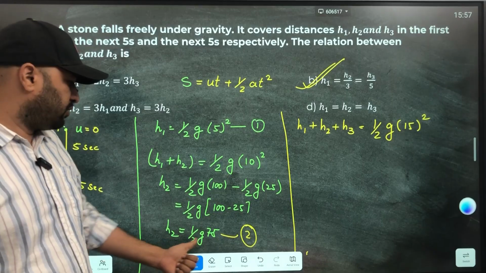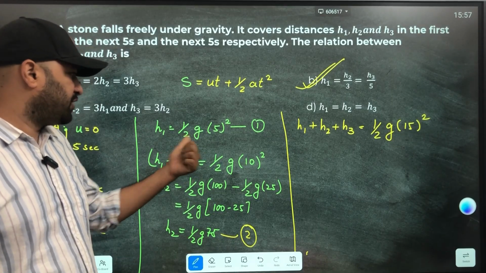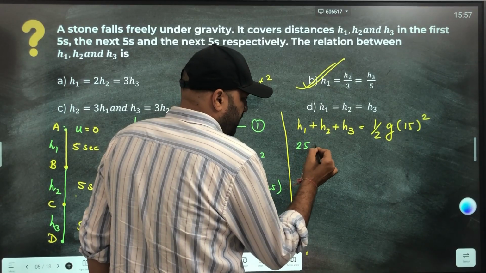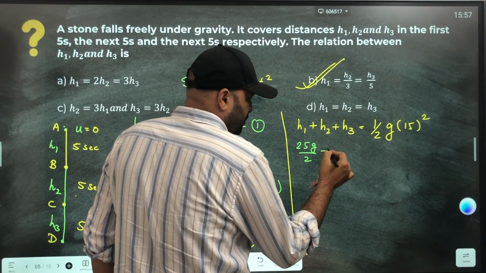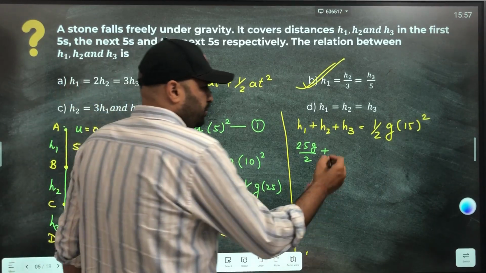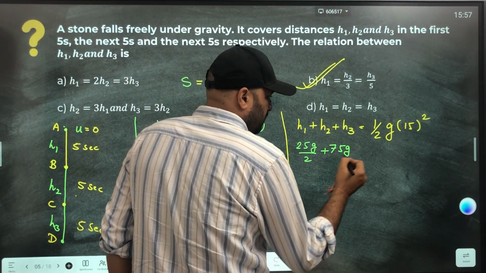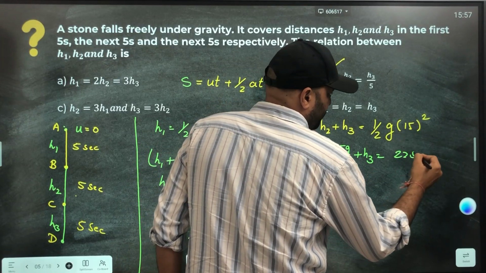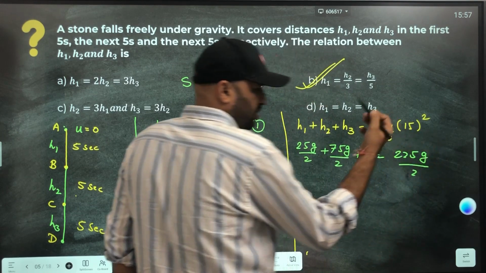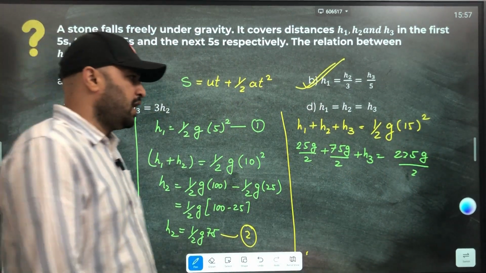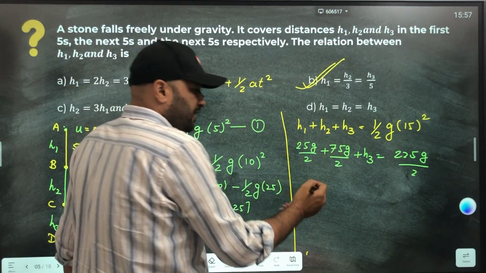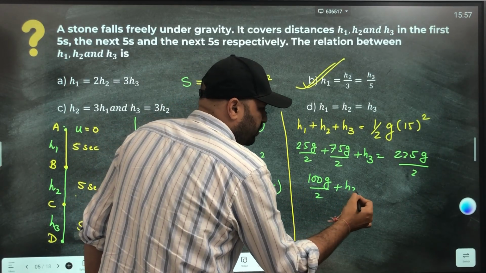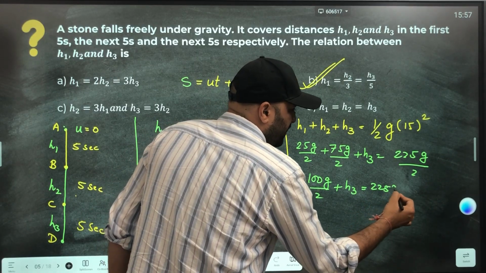Now what is h2? We already have 75g by 2. What's h1? 25g by 2. Let's do it here. h1 is 25g by 2, h2 is 75g by 2, plus h3, and that will be 225g by 2. 15 square is how much? 225. I hope this is clear. Now 75 plus 25, 100g by 2, plus h3 equals 225g by 2.